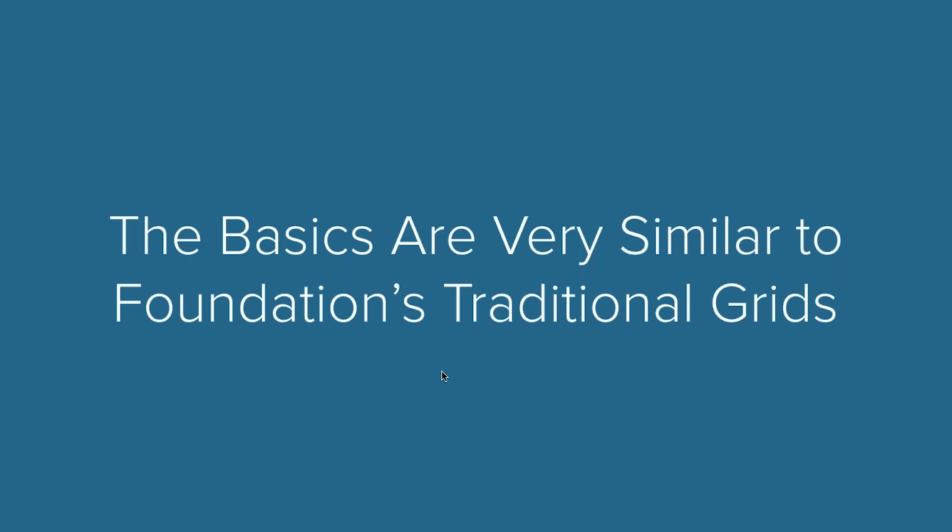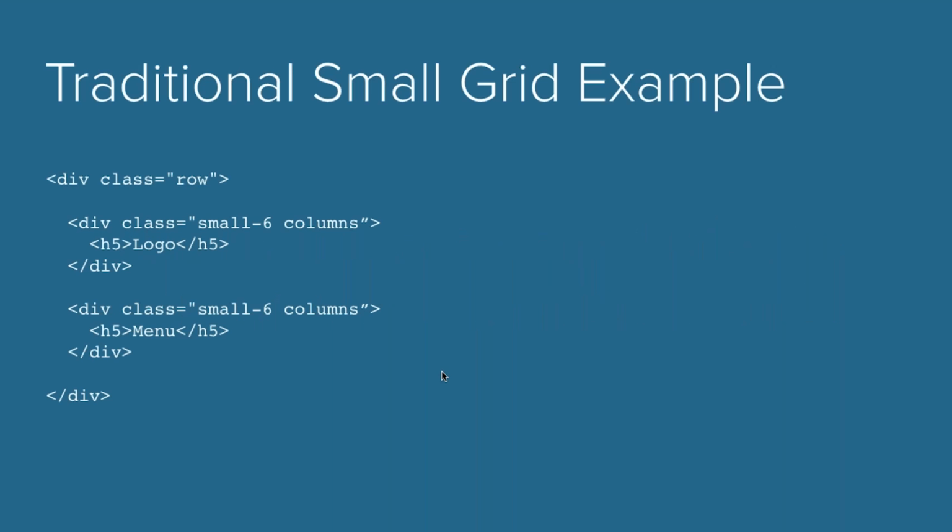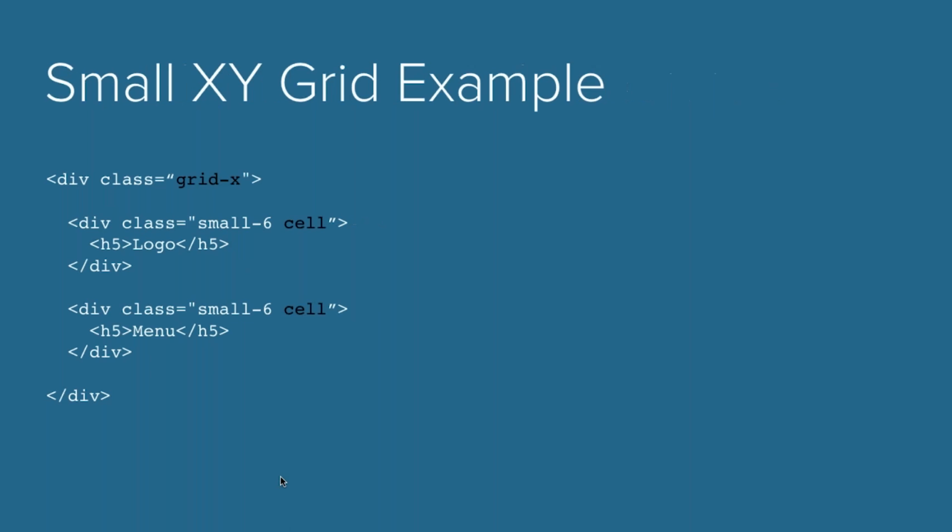Continuing forward on the XY grid, the basics are very similar to Foundation's traditional grids. If you've been using the Foundation grids for a while, the basic use should be really simple to pick up. If we look at what a traditional grid looked like in Foundation, you'd have a row, you'd have some columns inside of it, and use some sizing classes to lay them out. In this case, assuming the default 12 columns, you have 2 columns that are equally sized. To change that over to the XY grid, we simply change a couple of class names. Row becomes grid-x, columns become cells.